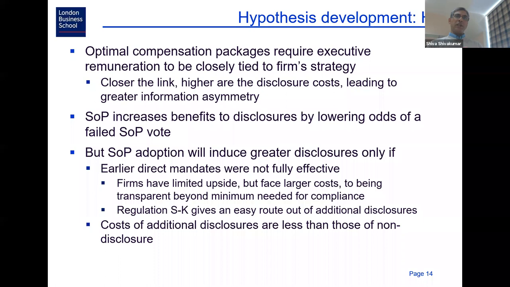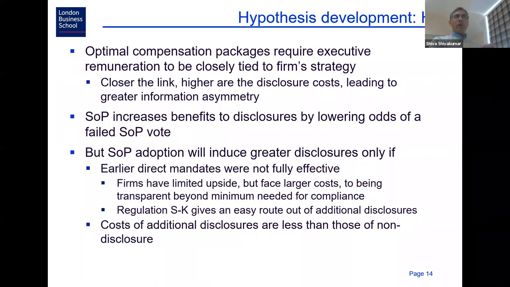So before the SOP was introduced, companies would have been trading off providing proprietary information against disclosing too much information, which could even reveal perk consumption or excessive executive rent being taken in the form of high pay packages. And so they might have curtailed the amount of disclosures that they were providing earlier. Providing more disclosures before the SOP was introduced did not bring as much benefit as it brought after the SOP voting was required.